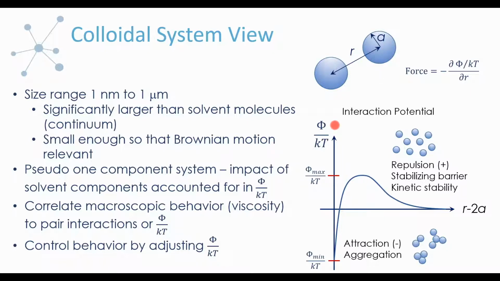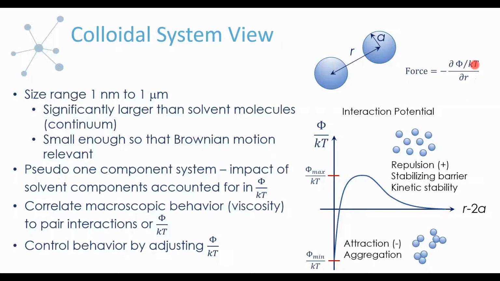I've drawn a common form for this interaction potential as a function of separation, although it could be purely positive, which would be purely repulsive, or purely negative, which would be purely attractive. It could have other forms as well, where you not only have this primary minimum, but secondary minimums as well. The way to view this is that positive potentials are repulsions, meaning that as you bring the components together, there's a resistance to that, acting to push them apart.